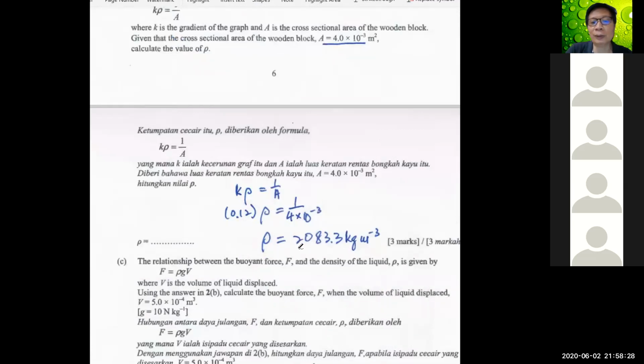Rho answer, rho is density, you know. Don't forget the density unit is kilogram per meter cube. Like this, your unit must be correct. No unit will minus your mark. Okay, this unit you have to know yourself. Density is mass divided by volume. This is mass, this is volume, understand?